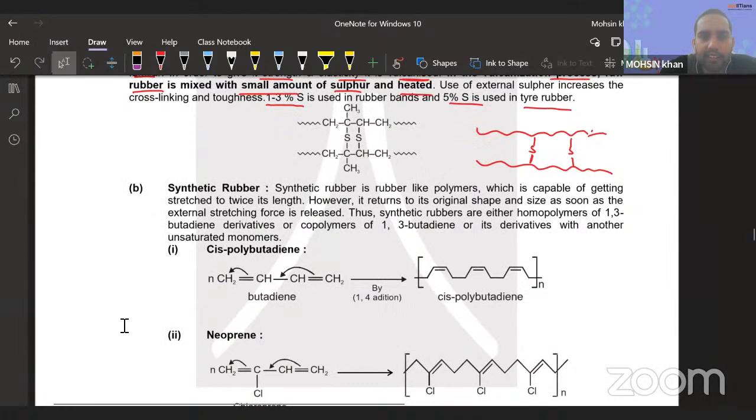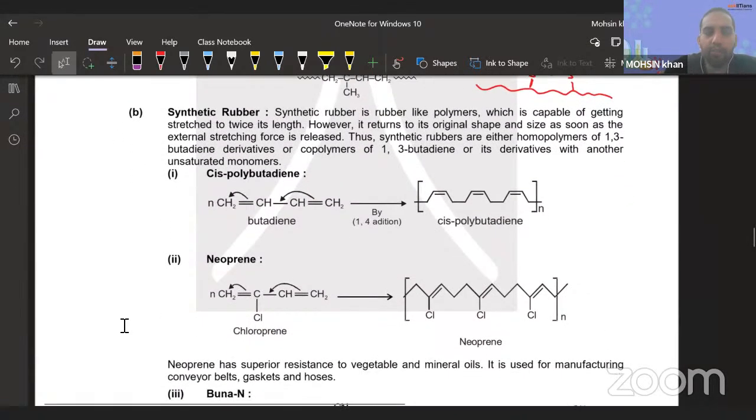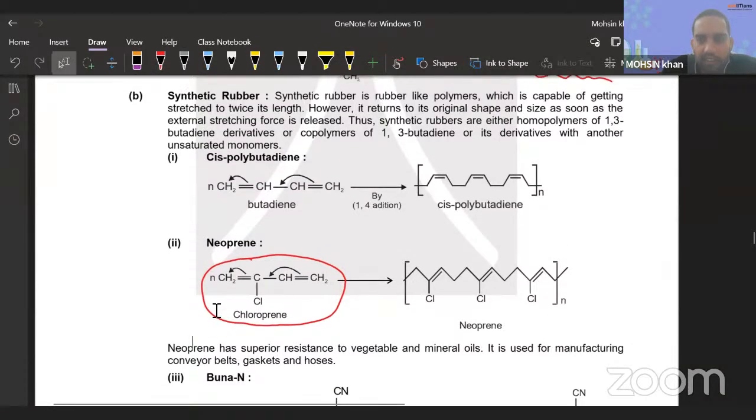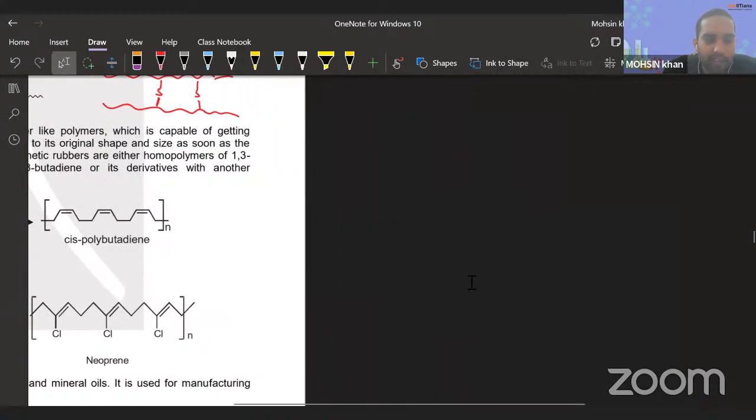Next one is synthetic rubber. Synthetic rubber is basically, generally we use neoprene or chloroprene. Neoprene is the polymeric name and chloroprene is the monomer, which is used for the formation of neoprene. It is 2-chloro-1,3-butadiene. 2-chloro-1,3-butadiene is basically the monomer of the polymer neoprene. So rubber was important. Now I will discuss HDP and LDP.